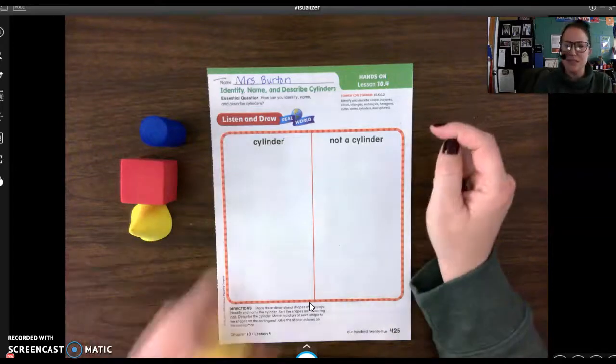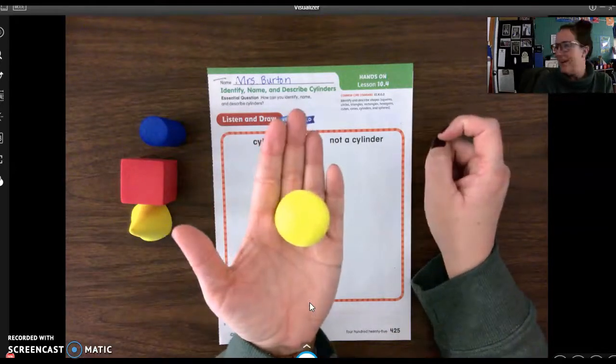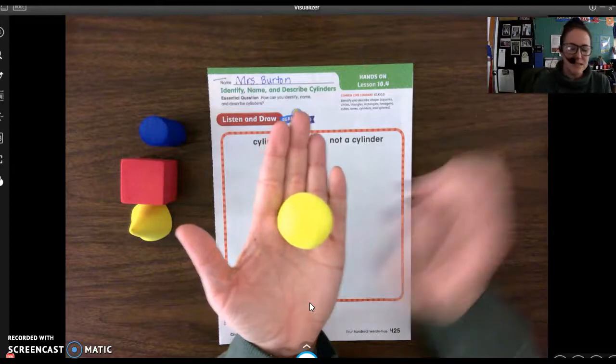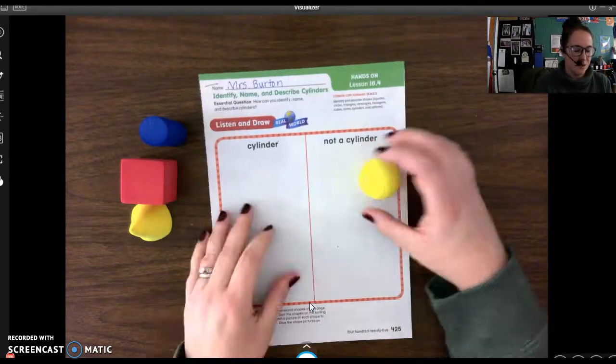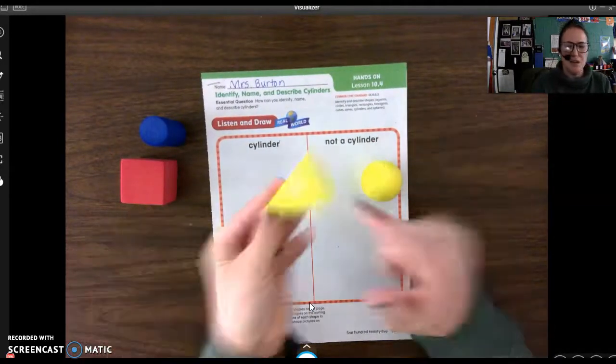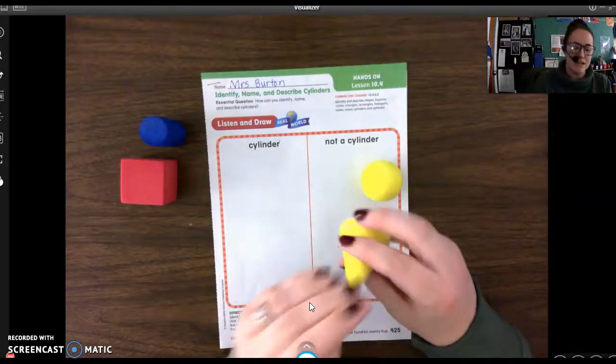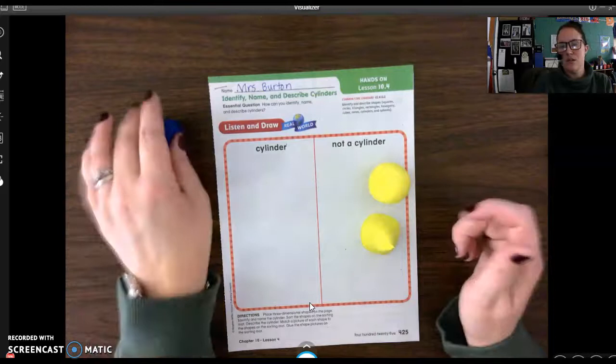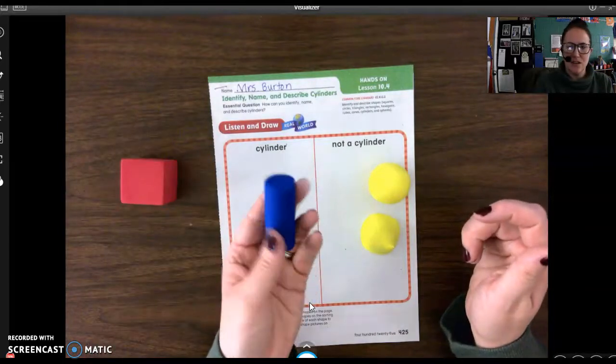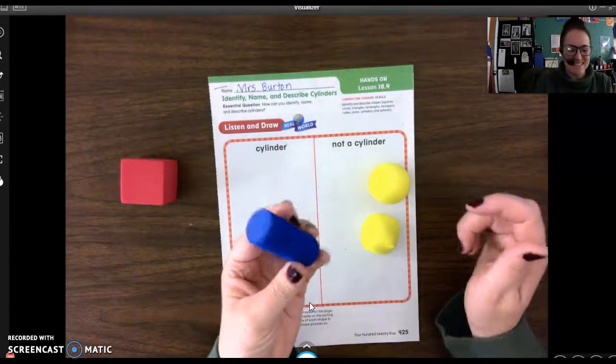So what about this one? Is this a cylinder? No, we've already learned this one. This is a sphere. What about this one? Is this a cylinder? No, that's a cone. Is this one a cylinder? Yes, this is a cylinder.